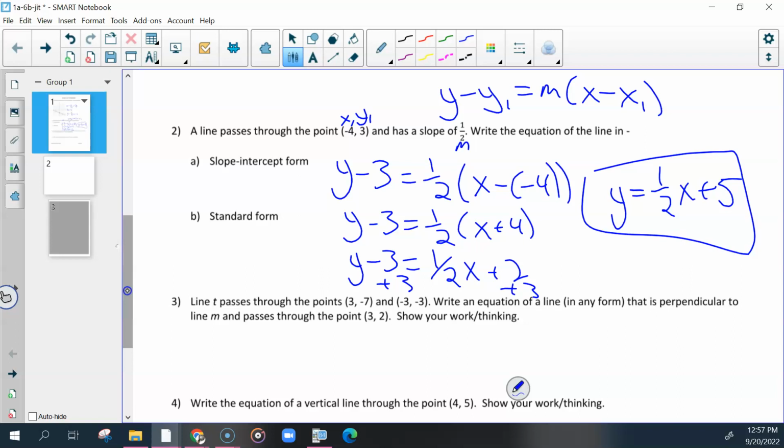How did we get to right here? Multiplied 1/2 to 4, so 1 times 4 gives us 4. 4 divided by 2 gives us 2. Okay. Other questions on that one?